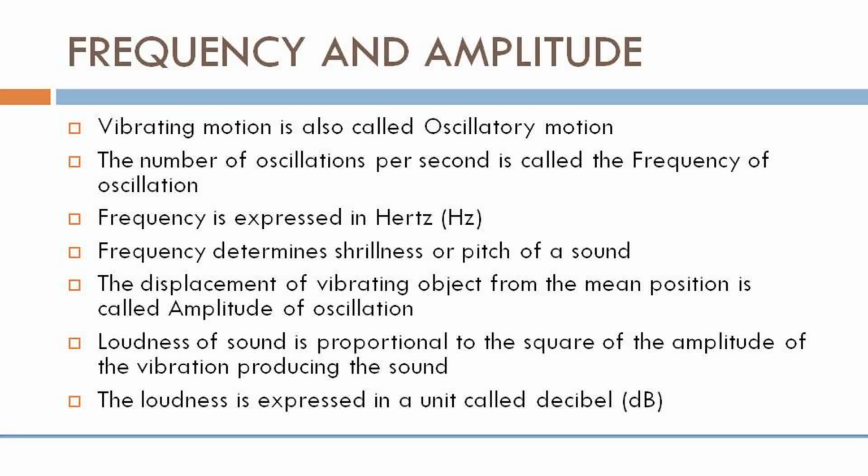The vibrating motion is also known as oscillatory motion, and the number of oscillations per second is called frequency of oscillation. The frequency is expressed in unit hertz. Frequency determines shrillness or pitch of a sound. The displacement of vibrating object from the mean position is called amplitude of the oscillation. Loudness of the sound is proportional to square of the amplitude of the vibration producing the sound. The loudness is expressed in a unit which is known as decibel.